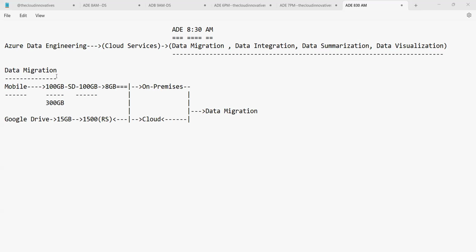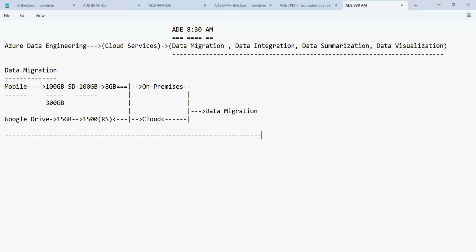Here, data migration is the process which we can do by using the cloud service. That cloud service is called Azure Data Engineering. This is the first one. And then we have the next one, data integration. So now let us try to see what is data integration.